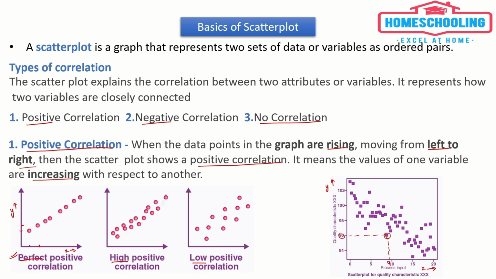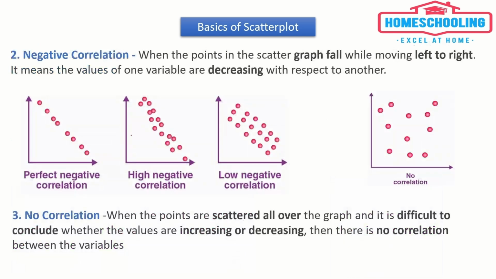Now in this graph, as we can see, the graph is rising, but the data points are slightly scattered, or they are near each other. So we call it a high positive correlation. But when the data points are rising and are scattered and the concentration is low, then we call that a low positive correlation. Now, negative correlation is the inverse of positive correlation.